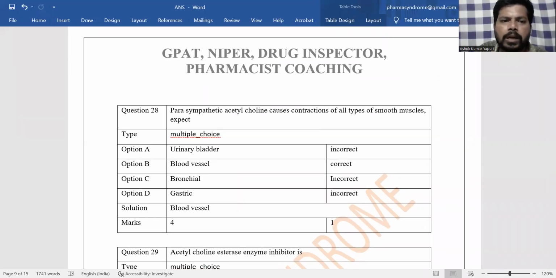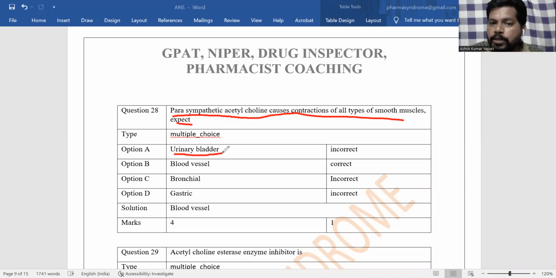The next question: parasympathetic acetylcholine causes contraction of all types of smooth muscles except which? Acetylcholine causes contraction of urinary bladder smooth muscle, bronchial smooth muscle in the lungs, and gastric smooth muscle. But the exception is the blood vessel. On the blood vessel, when muscarinic type 3 receptors are activated, they release nitric oxide, a potent vasodilator, causing vasodilation. Blood vessel is also a smooth muscle, so all smooth muscle under the parasympathetic acetylcholine system contracts, but dilation or relaxation occurs on blood vessels. That is the exception.